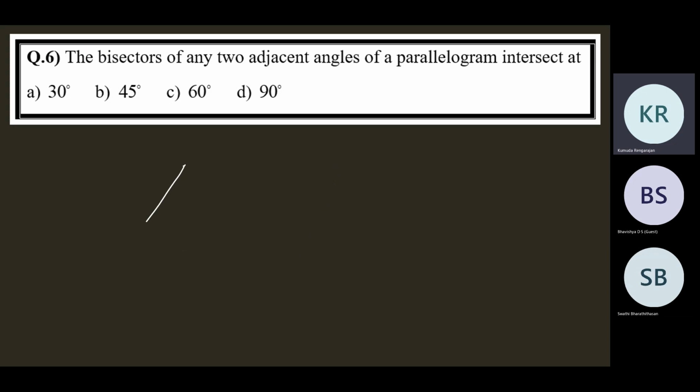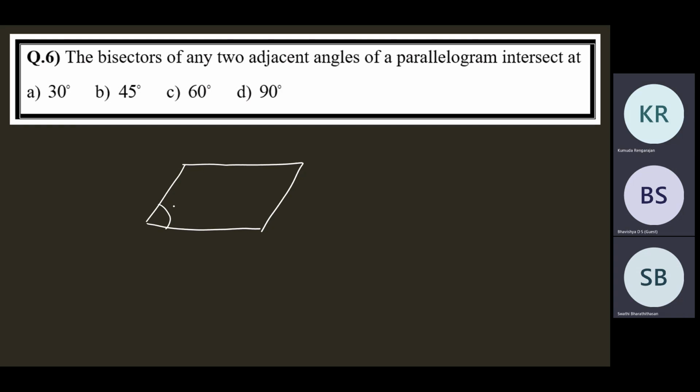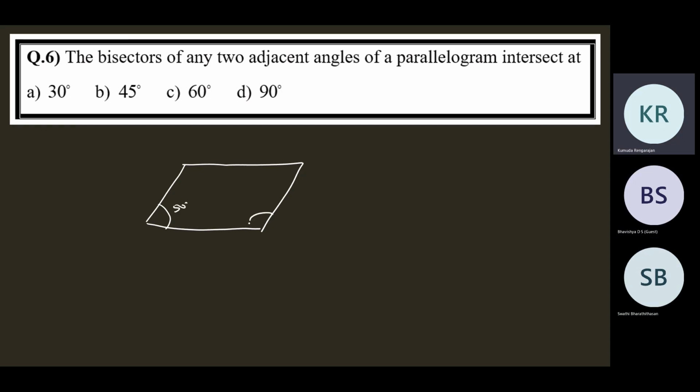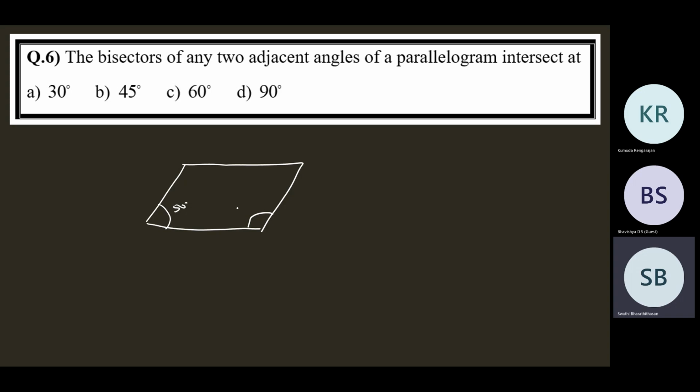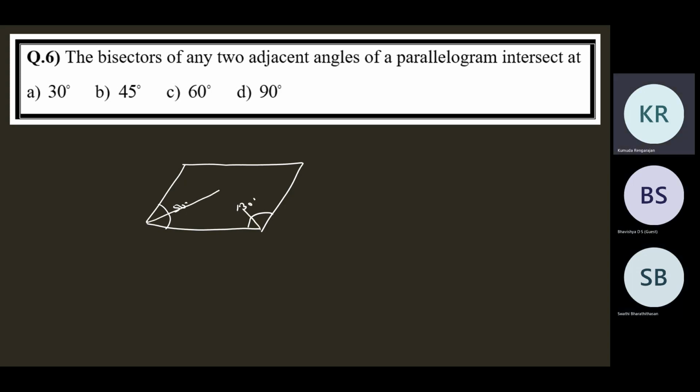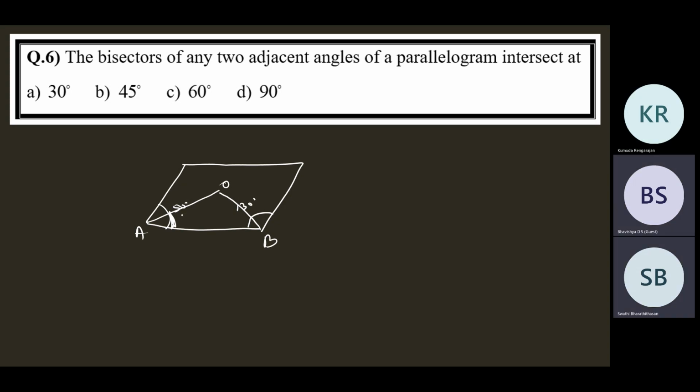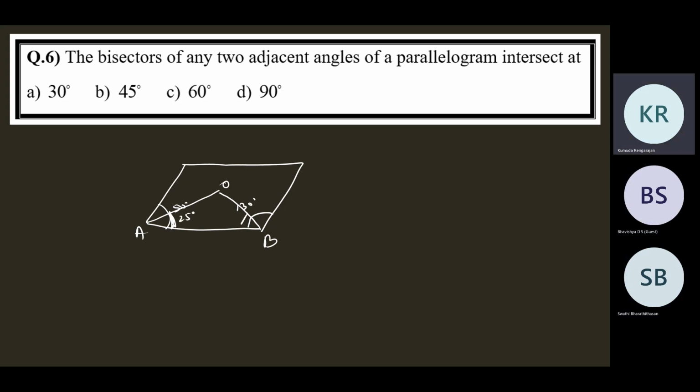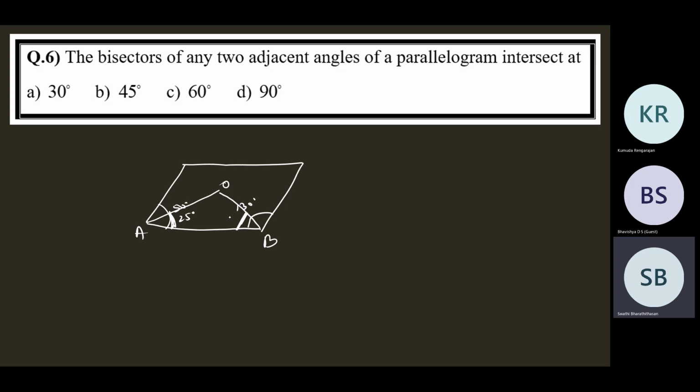Now let's take a different example. Why should it be 70 and 110? Maybe we'll take 50 here. Shall we take 50 here? Yes, ma'am. Okay, 50 degrees. Then what will this angle be? 130 degrees, ma'am. Bisector, bisector. They meet at O. What's the measure of this part of A? 25 degrees, ma'am. What's the measure of this part of B? 65 degrees, ma'am.